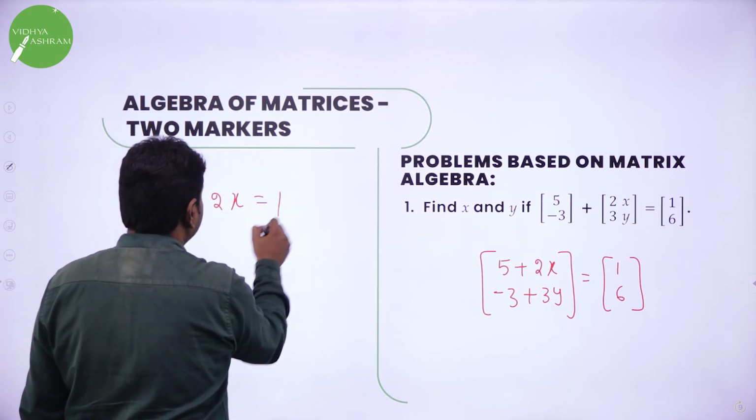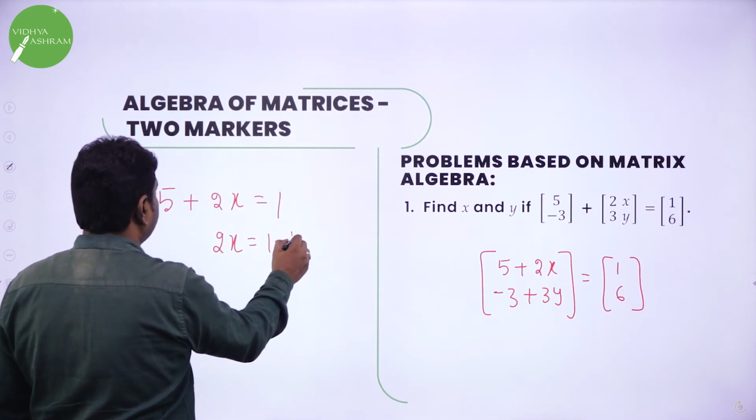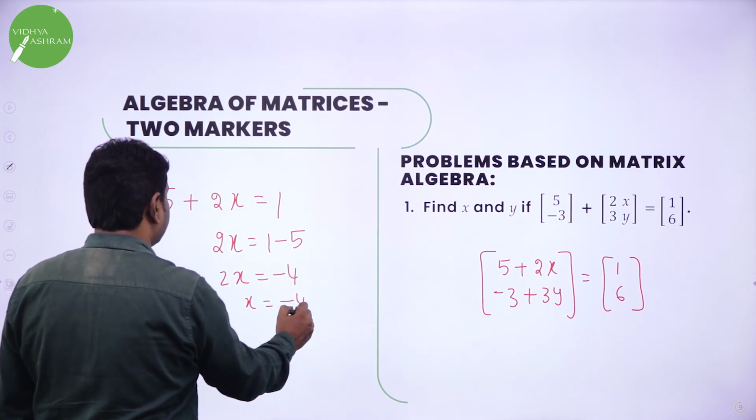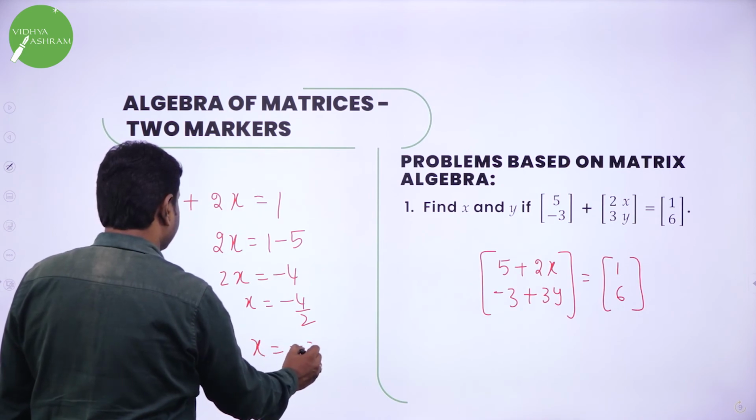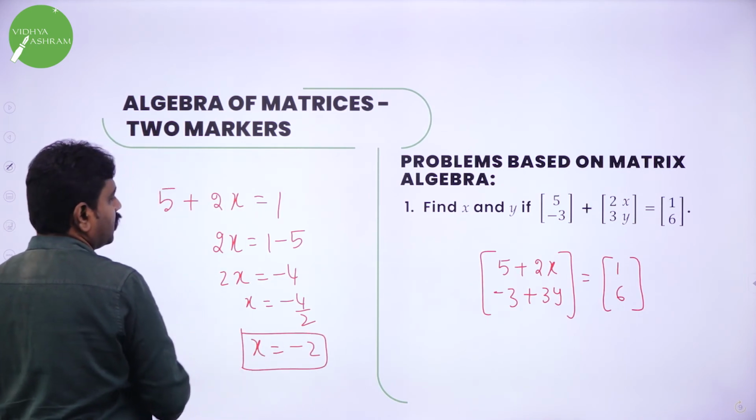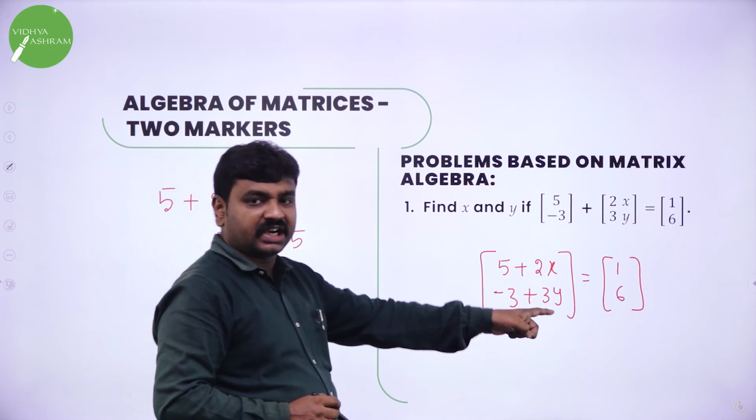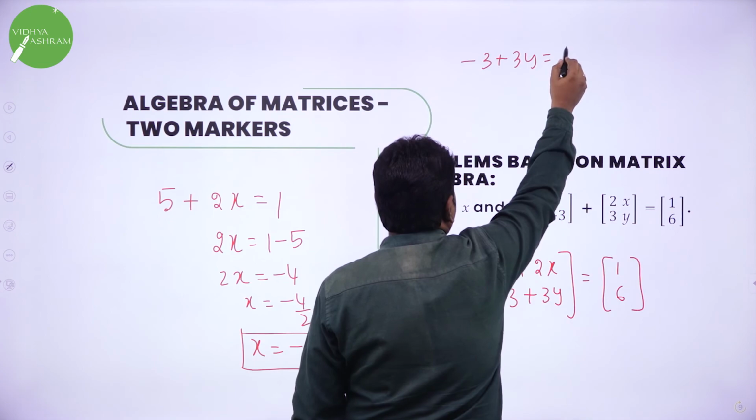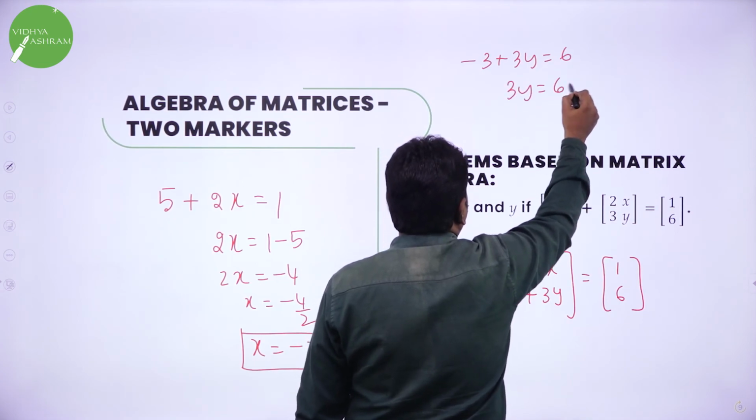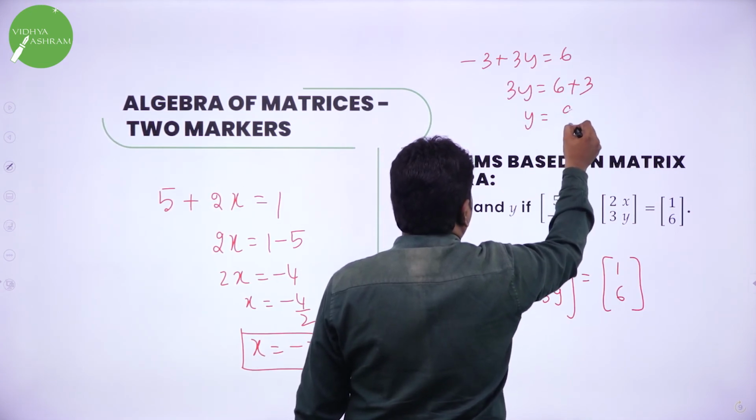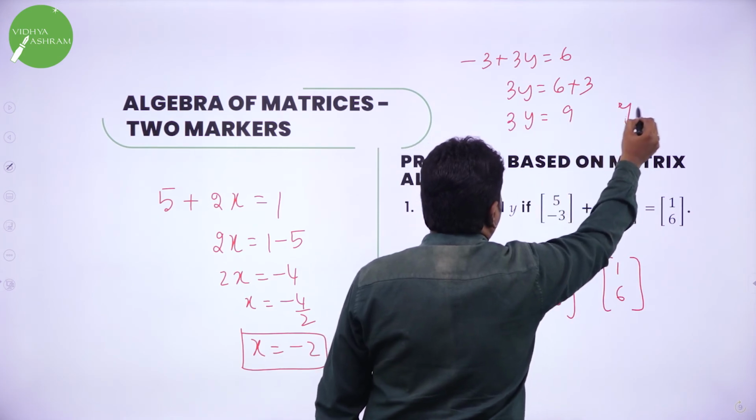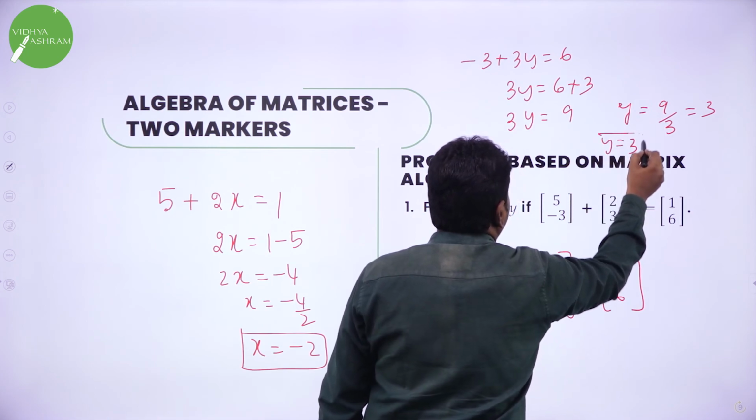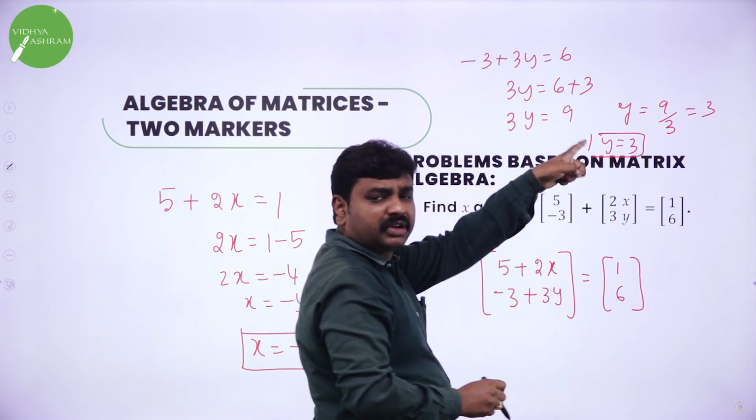So 5 plus 2x is equal to 1. So 2x is equal to what? 1 minus 5. So 2x is equal to minus 4. So x is equal to what? Minus 4 by 2. So x is minus 2. Then equate second element with second element, that is minus 3 plus 3y is equal to 6. 3y is equal to 6 plus 3, that is 3y is equal to 9, or y is equal to what? 9 by 3. What is 9 by 3? 3. So you got y. You know, the 3 if it goes that side becomes divided by.